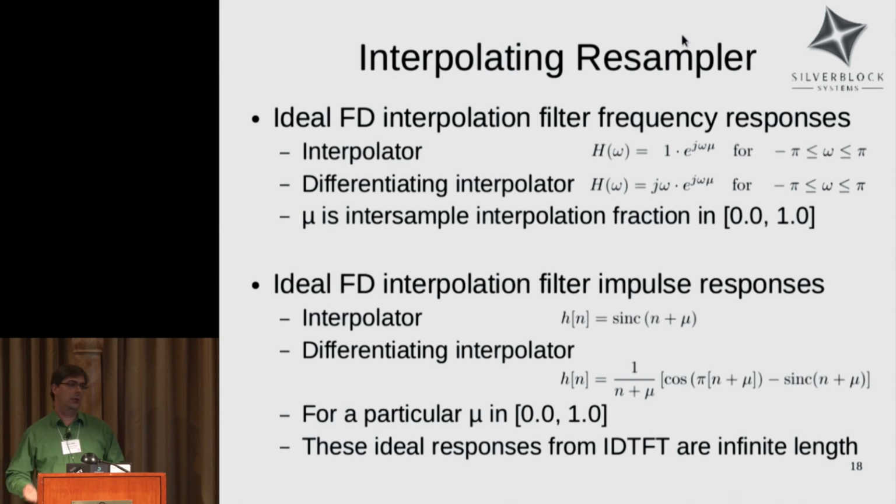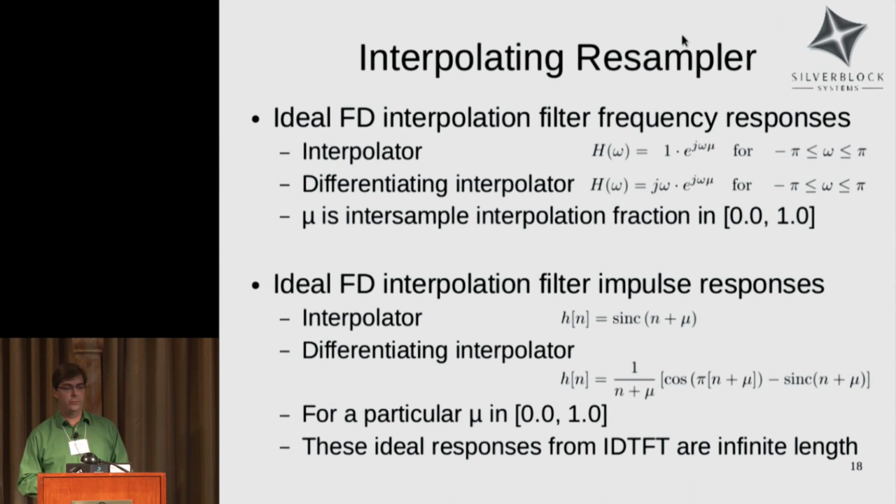So when we take the inverse discrete time Fourier transforms of these to get the ideal interpolation filter impulse responses, you can see for the interpolator filter we end up with a sinc function, and for a differentiating interpolator we end up with something which basically boils down to the derivative of the sinc function. And you can see that mu argument in there. That's the fractional delay between samples. The problem with these ideal responses is that they're infinite.